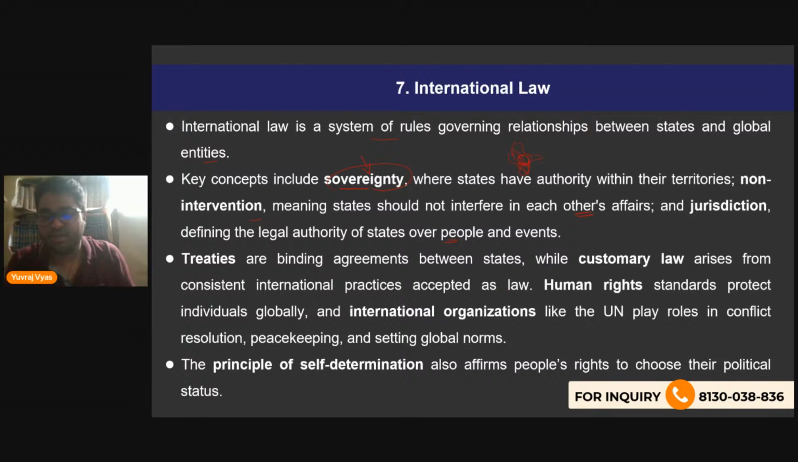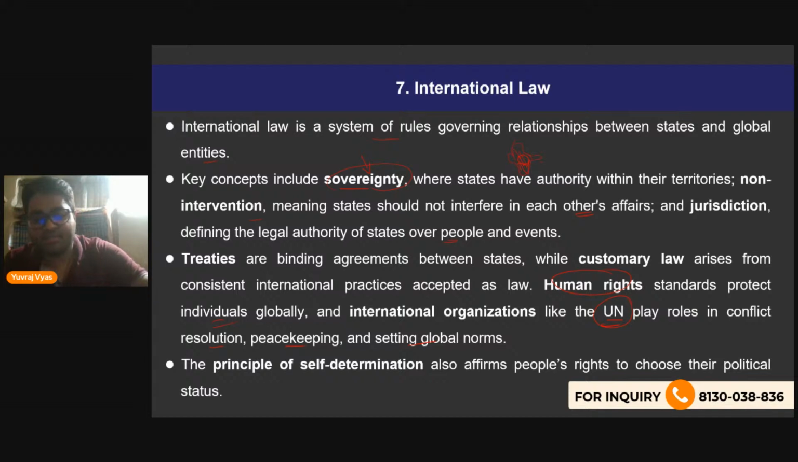Treaties are binding agreements between states, while customary law arises from consistent international practices accepted as law. Human rights standards protect individuals globally, so there are certain human rights that have been recognized under international law and international organizations like the UN. There are many international organizations, but the UN is the most important because almost all countries are on board. That's why it has a prominent role over other international organizations. It has a role in conflict resolution, peacekeeping, and setting global norms.